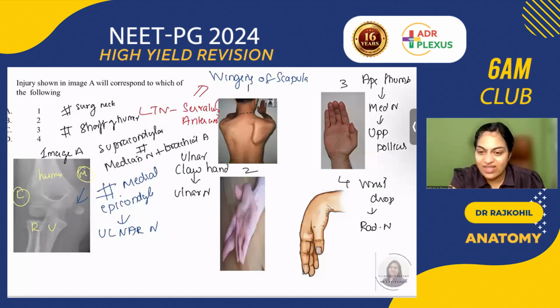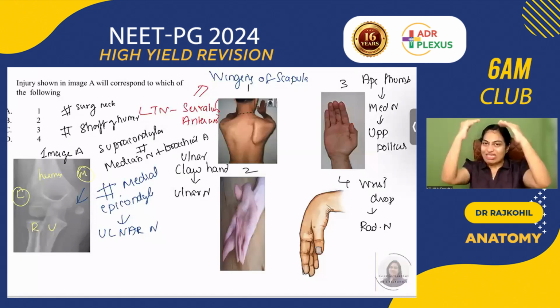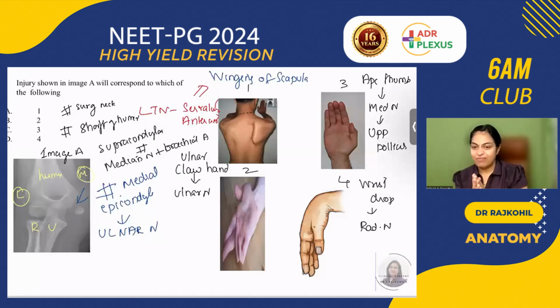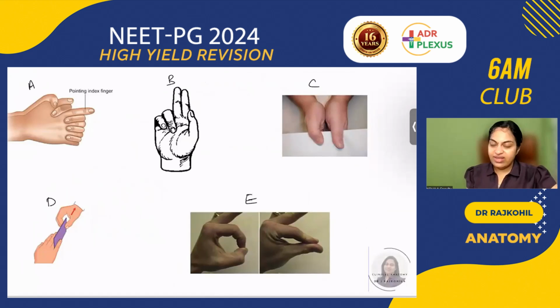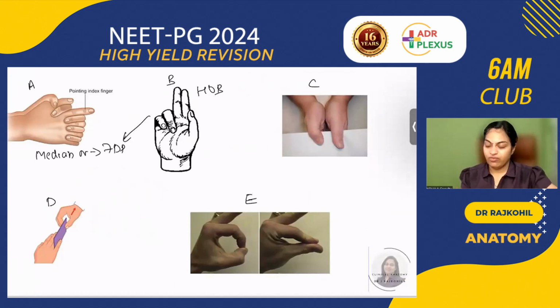Very good, Dr. Dashni. So here I've tried to summarize the maximum information. We have talked about fractures of the humerus, nerve injuries and whatever signs and symptoms are related to them. Again, one quick revision. What is A? Pointing index, again median nerve injury, flexor digitorum profundus for the index finger. Hand of benediction, again median nerve injury, flexor digitorum profundus.